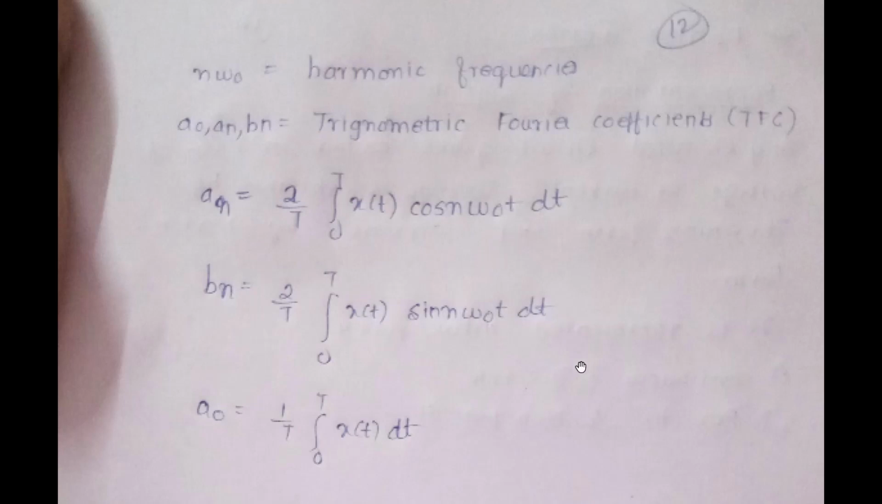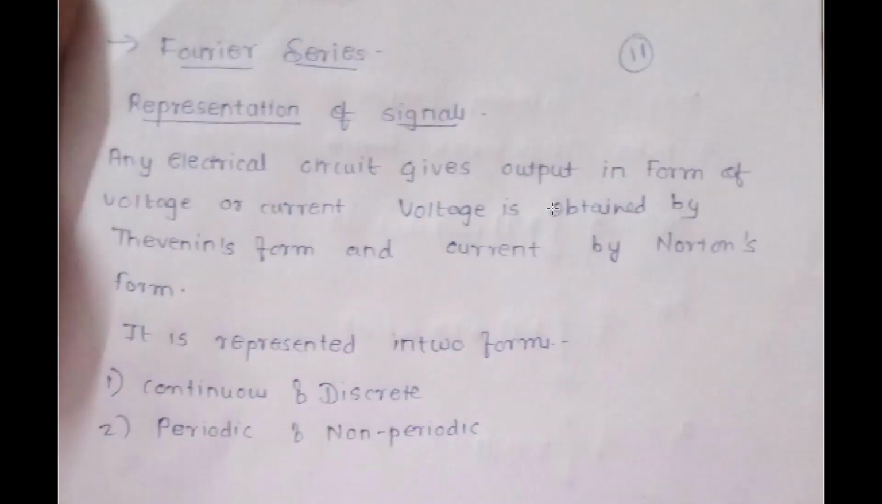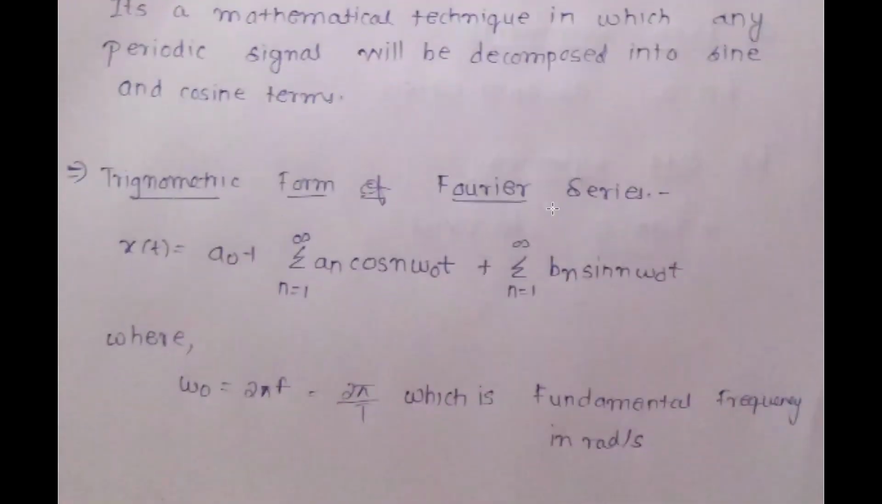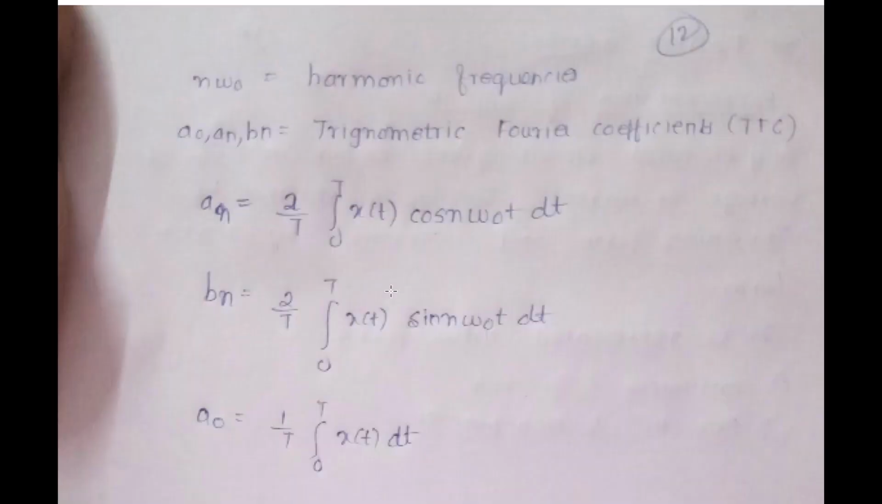Now this dt can be equal to d omega t also, depending upon the reference x-axis scale given to you in the question. If your x of t time scale is given in terms of omega t, you can define here as d omega t. If it is given in terms of just t, it will be dt. So basically a periodic signal can be decomposed into a constant a0 and an, bn with cosine and sine terms.